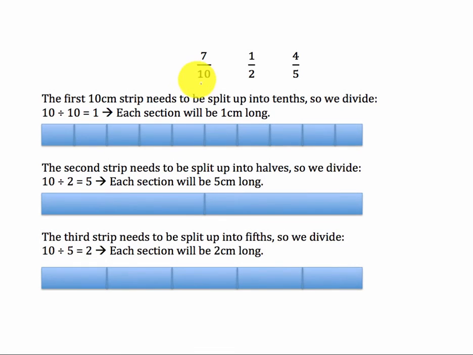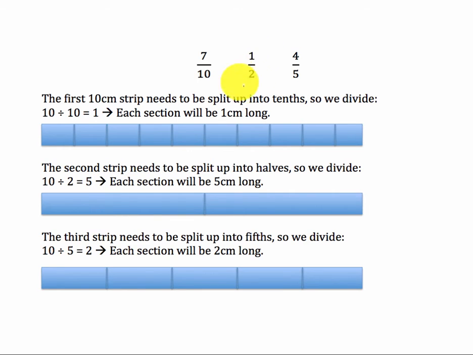So the first fraction is 7/10, and what we want to do with this is take our 10 centimeter long rectangle or strip of paper, and divide it into 10 equal sections. So if we go 10 divided by 10, we get 1. That tells us that each section will be 1 centimeter long. So on your rectangle, measure 1 centimeter, draw a line, and just keep on going until you get to the end. Once you get to the end, if you count them, you should have 10 equal sections. And then just do the same thing for the other two rectangles.